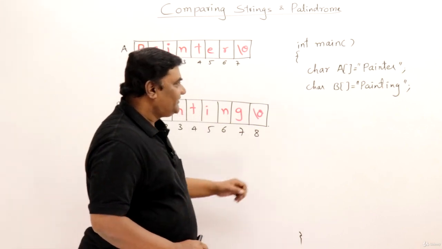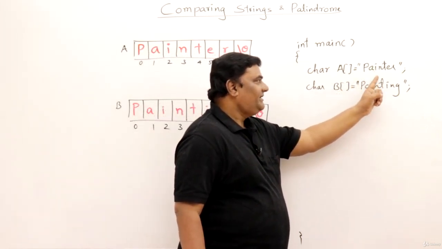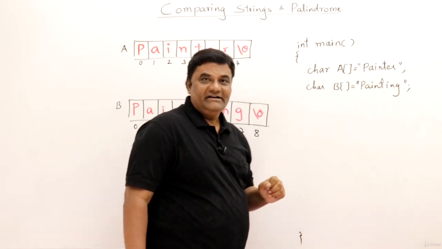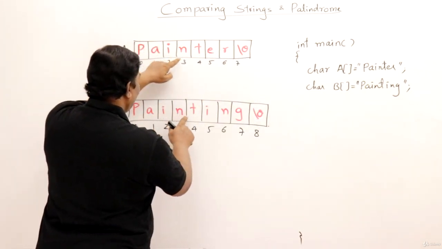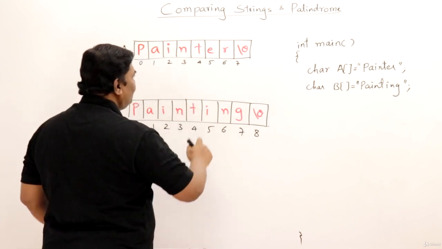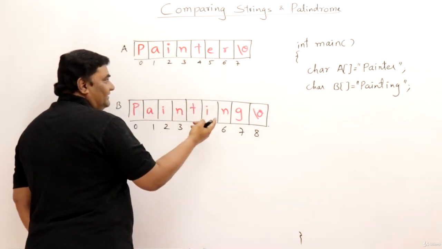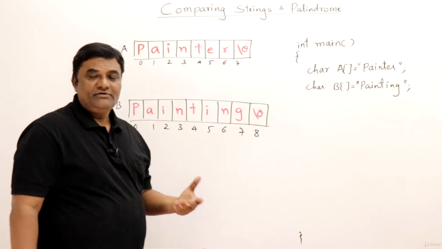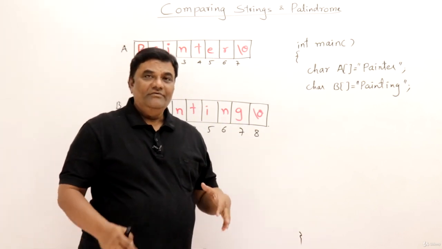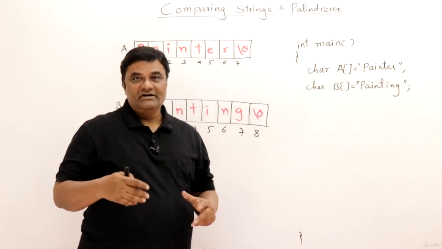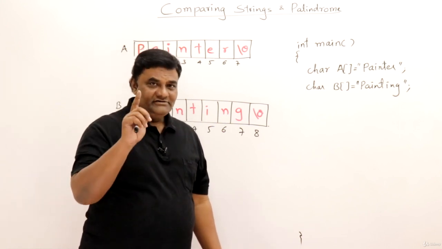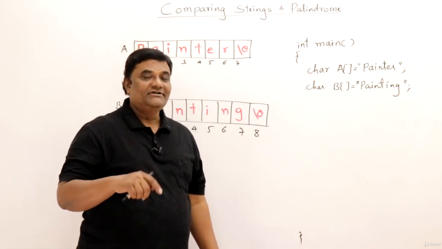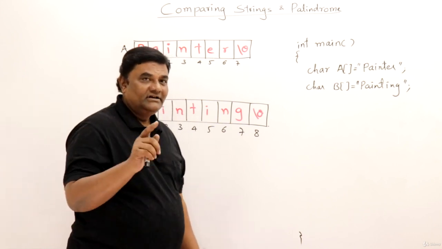For example, I have taken two strings here, one is painter and another one is painting. If you look at these strings, P, A, I, N, T, till here they are equal, and here E and I, they are different. So we need a method to know whether two strings are same or different. Let us see how to compare them, then I will show you what the result should be. Let us start.